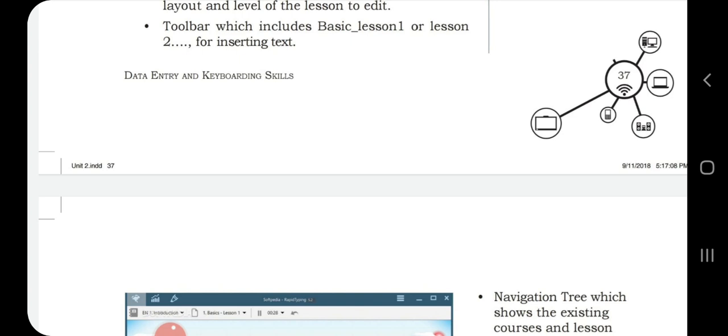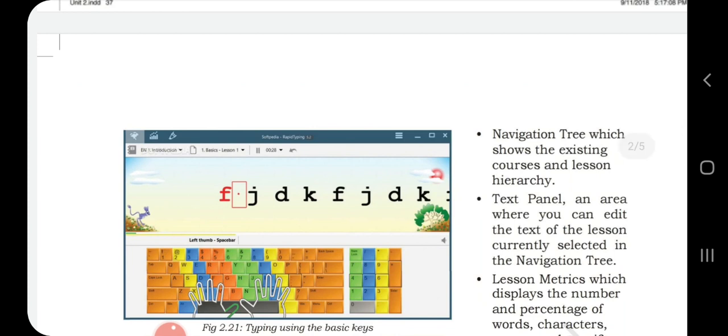Third one is the navigation tree. This tree shows the existing lessons. Next one is the text panel. The text panel is an area where you can edit the text of the selected lesson. Next one is lesson metrics. This displays the number and percentage of words, characters, spaces, and specific characters in the lesson.